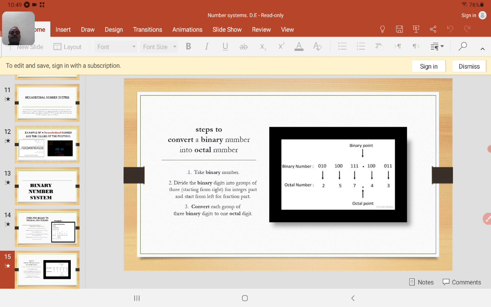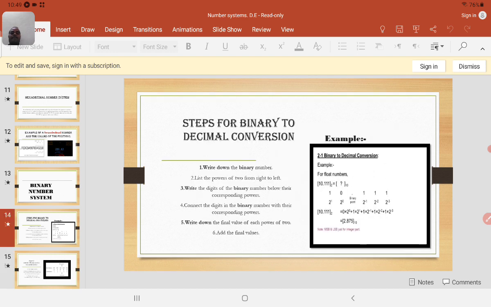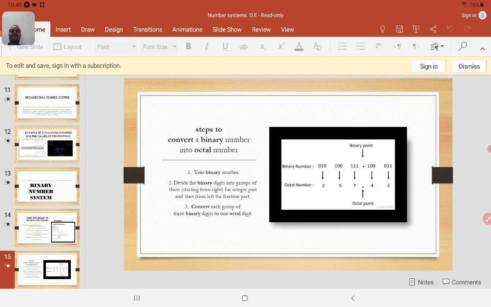Now, converting a binary number into an octal number. In the first case we converted binary into decimal. In the second, we are converting binary into octal. When a binary number is given, how do we write it as an octal number? First write the total binary number and divide it into groups of three bits.